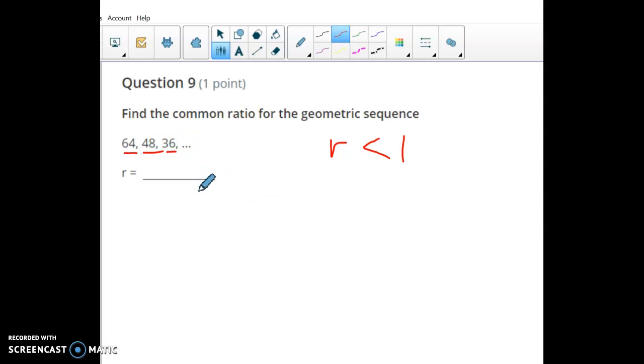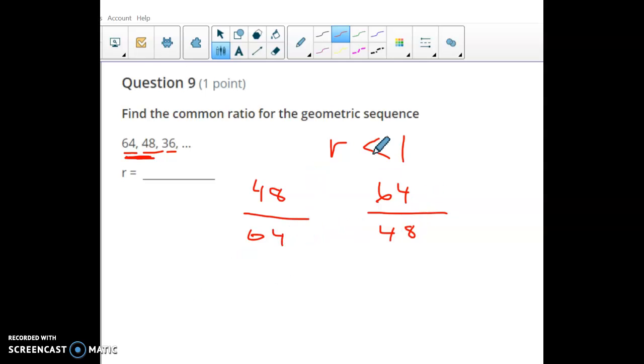And so one quick trick if you're having a hard time finding r is you can divide two consecutive terms. So I'm going to take 64 and 48, consecutive terms. And so the question becomes, which way do I divide them? Do I do 48 divided by 64? Sorry for the terrible handwriting there. Or do I take 64 divided by 48? All right, that would be my starting question.